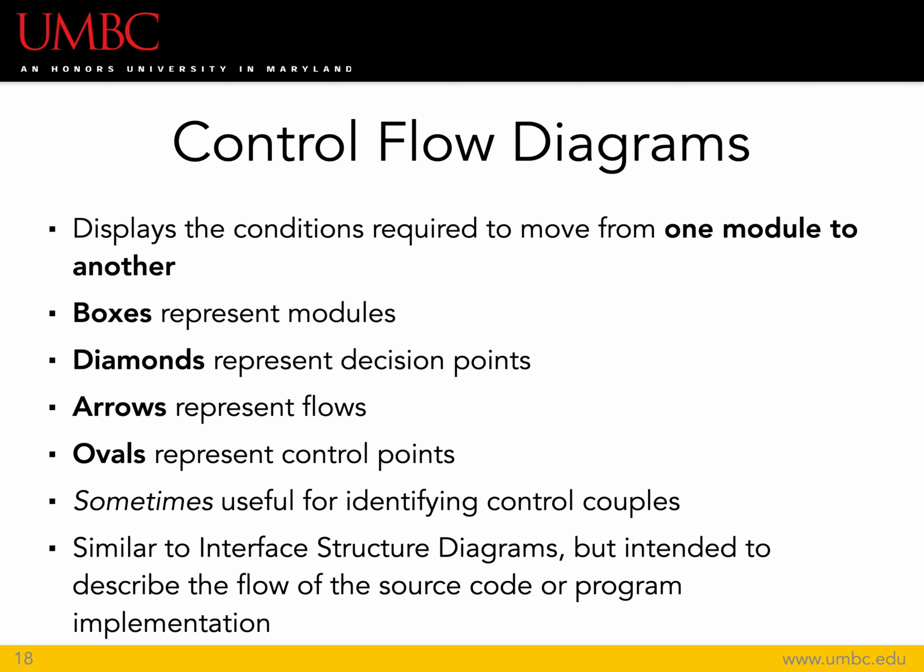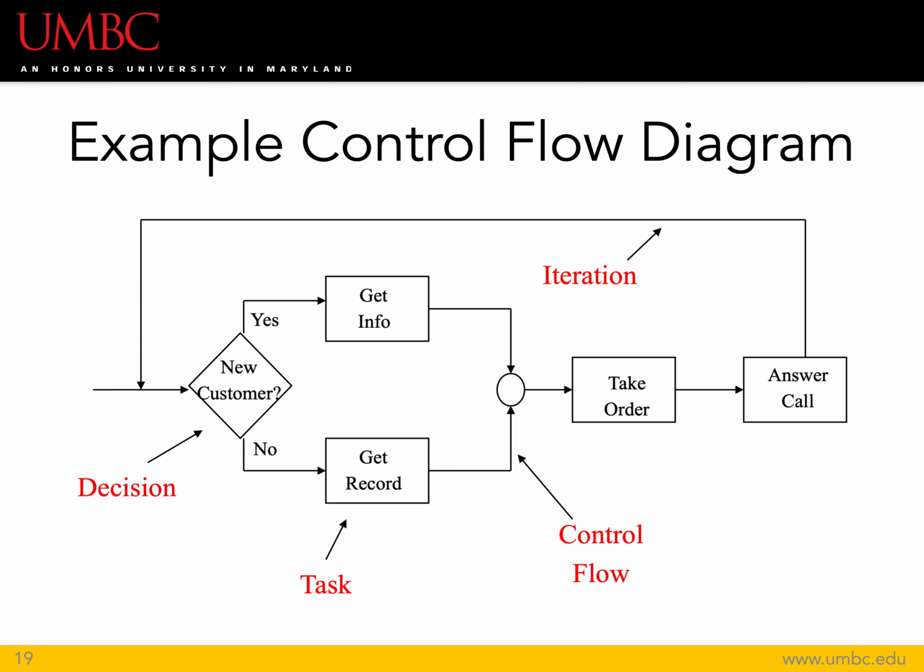Program implementation flow. The same way that a data flow diagram is, from a process standpoint, showing where data needs to go and how it would be processed once it gets there. That's the idea behind a control flow diagram. So here is an example of a control flow diagram. And you can see we've got a decision point here. This is the diamond decision point.